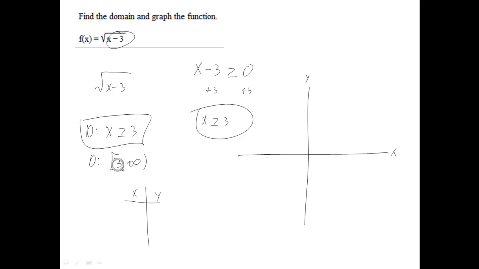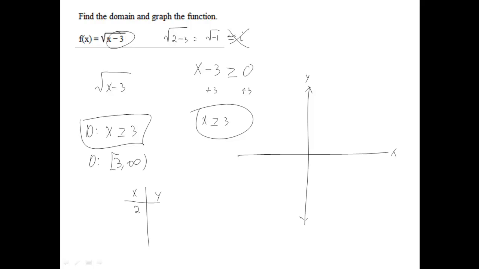If you try to put 2 as an x value in this, look what happens. Let's see, square root of 2 minus 3. We get square root of negative 1, which, if you remember from Algebra 1, is equal to i, but that's not a real number. Like, you can't plot i here. I can't plot 2 comma i. It doesn't exist. This is not the imaginary or complex plane. I can't do that. So 2 is not a valid value.